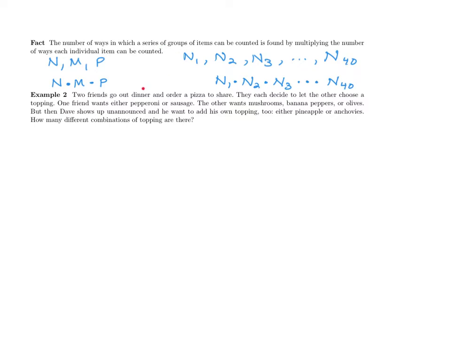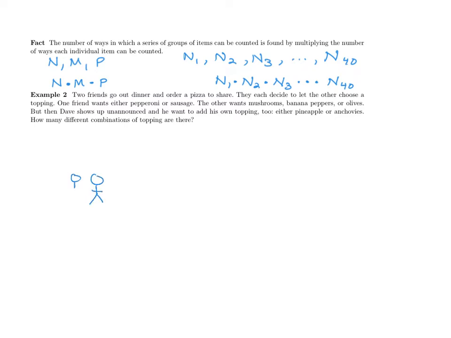Let's see why that works in example 2. Example 2 is the same as example 1, except a third friend is going to join and put a topping on the pizza. So we got the first friend choosing between the pepperoni and sausage, the other mushrooms, banana peppers, and olives, but then Dave shows up and wants to add his own topping, and that is the choice between pineapple and anchovies. I think I'll first solve this by drawing a diagram just to see what that looks like. I don't think it'll be too complicated.